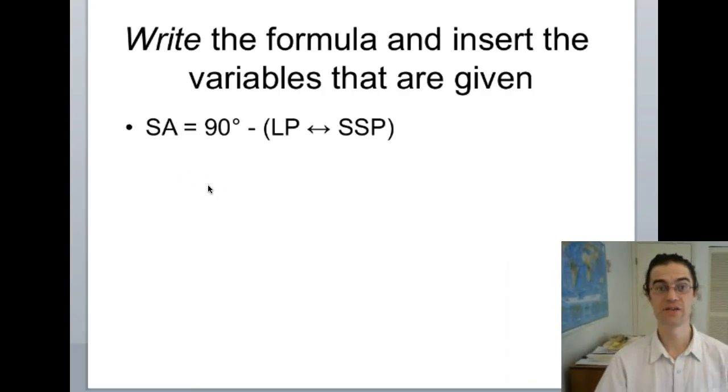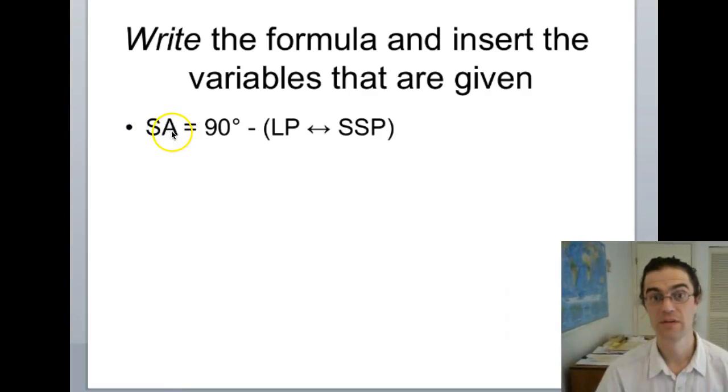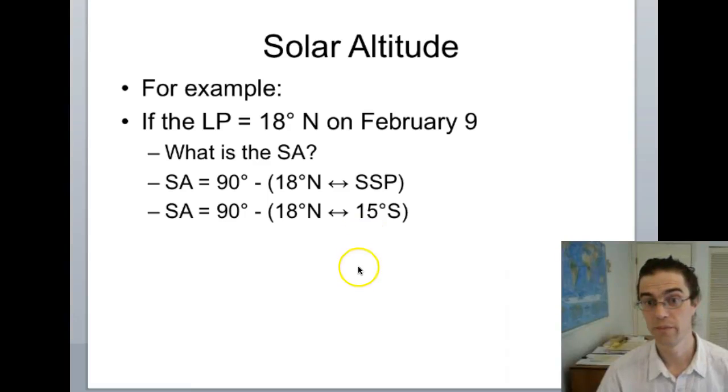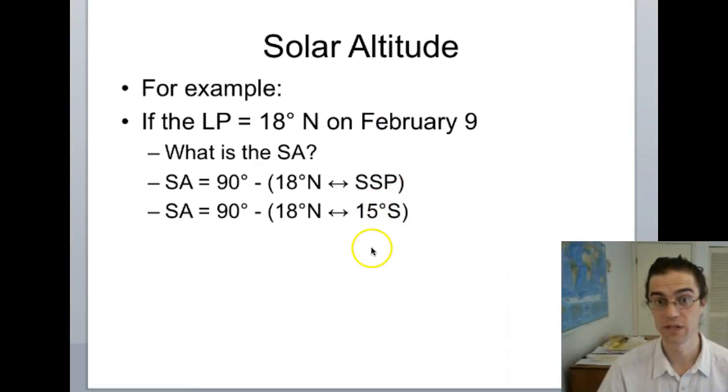Okay, so let's write the formula and insert the variables that are given. We have solar angle equals 90 degrees minus the difference between the latitude of place and the subsolar point. So for example, if the latitude of place is 18 degrees north on February 9th, what is the solar angle? Solar angle equals 90 degrees minus the difference between 18 degrees north and the subsolar point. Subsolar point, going back to the analemma on February 9th, is 15 degrees south. At solar noon, that's where the subsolar point is. And these are different hemispheres, so you would add those. 18 degrees north is in the northern hemisphere, 15 degrees south is in the southern hemisphere.